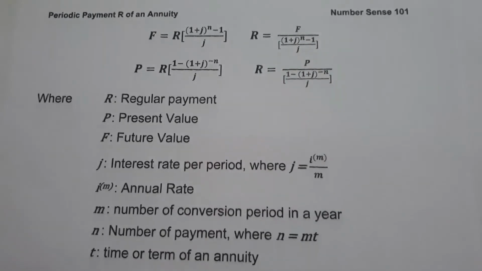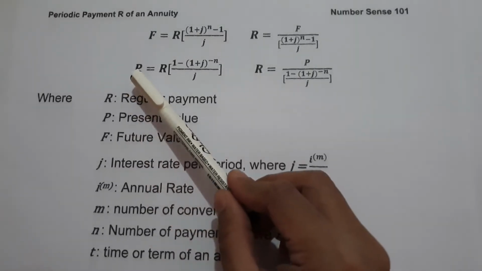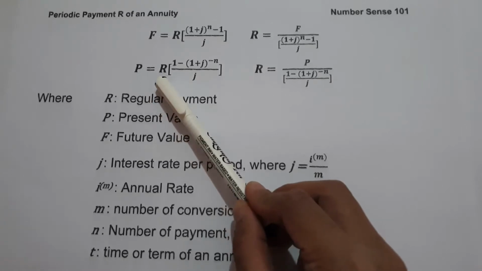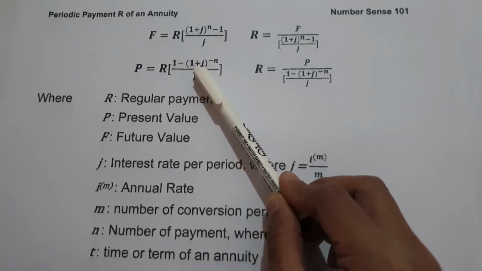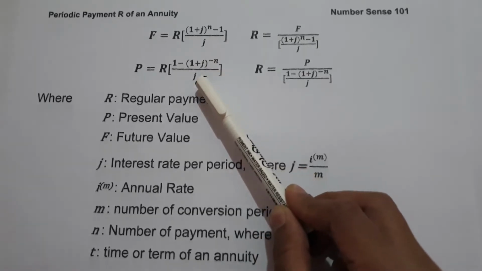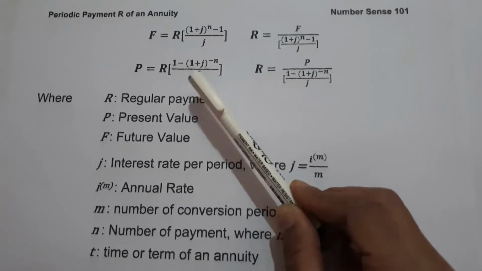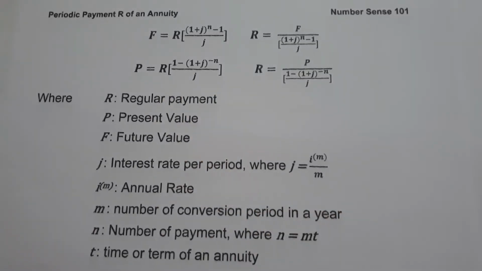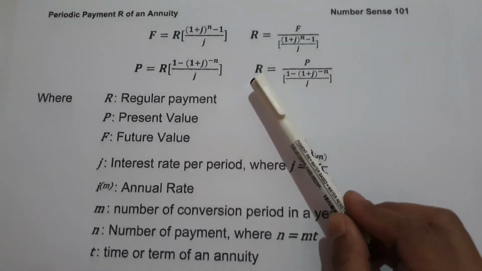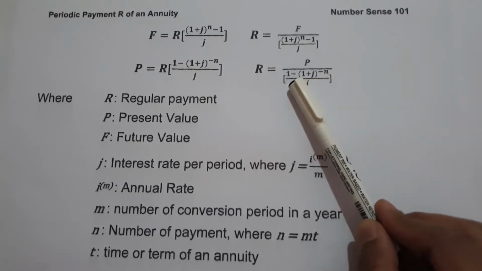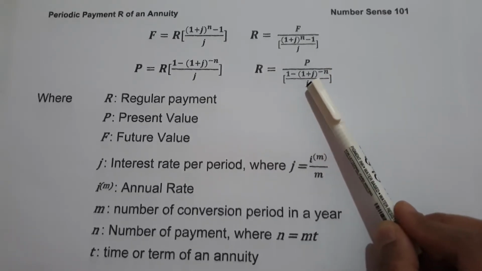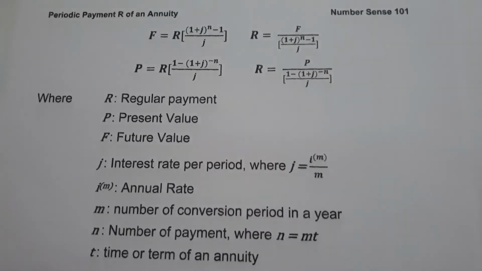And if you are looking for the present value with a given regular payment, let us have present value equals regular payment times quantity 1 minus quantity 1 plus interest rate per period raised to negative n all over interest rate per period. And if you are looking for the regular payment with a given present value, we are going to use the formula regular payment equals present value over quantity 1 minus quantity 1 plus interest rate per period raised to negative n all over j.